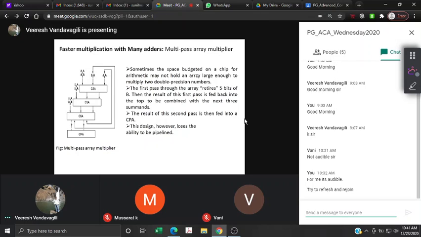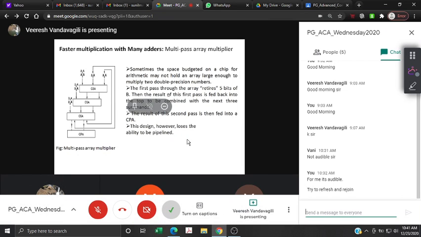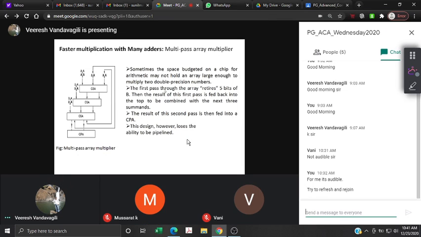Sometimes the space budgeted on a chip for arithmetic may not hold an array large enough to multiply two double precision numbers. The first pass through the array retires 5 bits of B. So here we have B0, B1, B2, B3, and B4. The first 5 bits will be passed. This is the 8-bit multiplier.